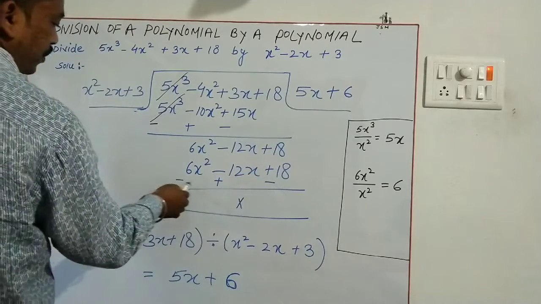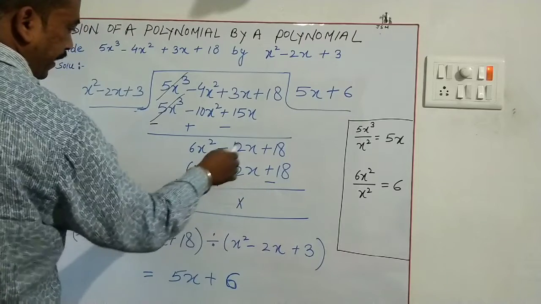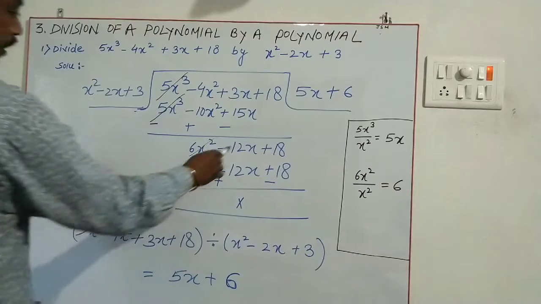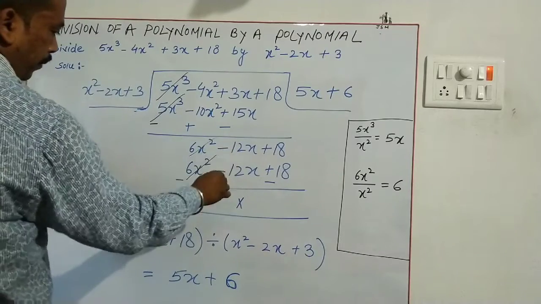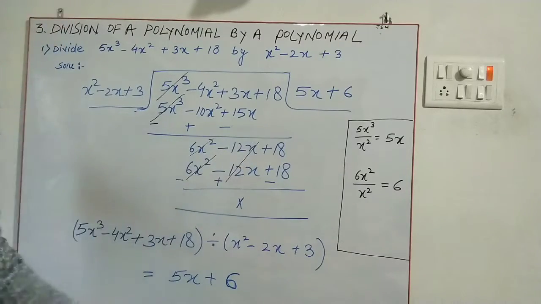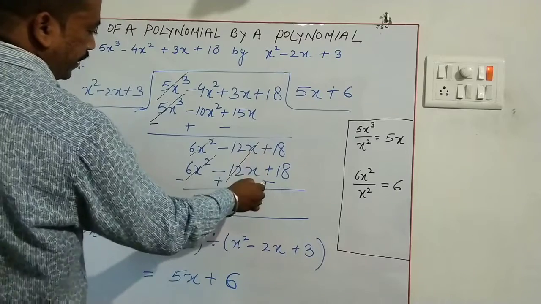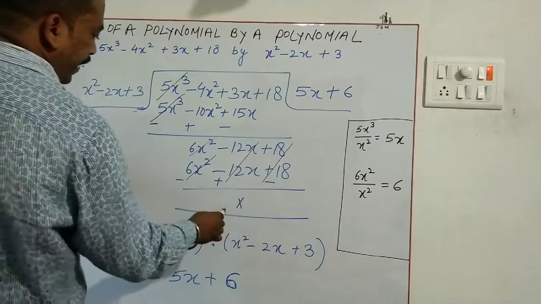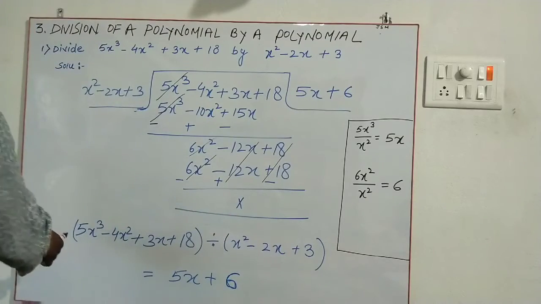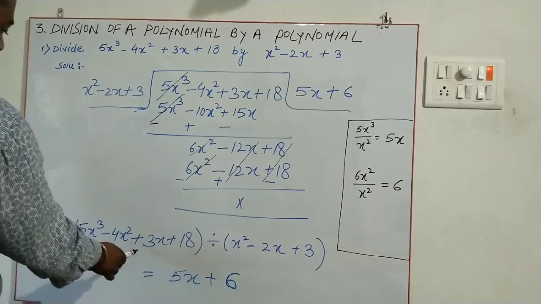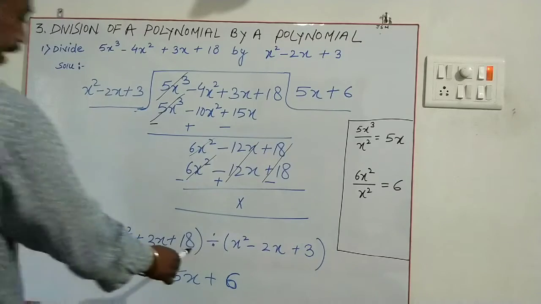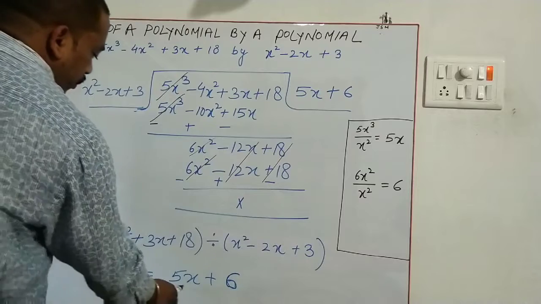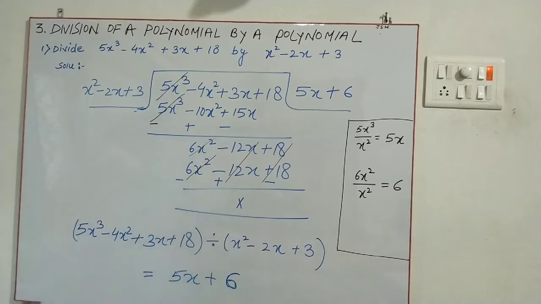After that again we have to change their sign because we are subtracting these two polynomials. These two are cancelled with each other. Again equal but opposite in sign, cancel with each other. Here plus 18 and minus 18 equal but opposite in sign. So they are cancelled with each other. So our remainder is 0. Therefore 5x cube minus 4x square plus 3x plus 18 divided by x square minus 2x plus 3 is equal to 5x plus 6.